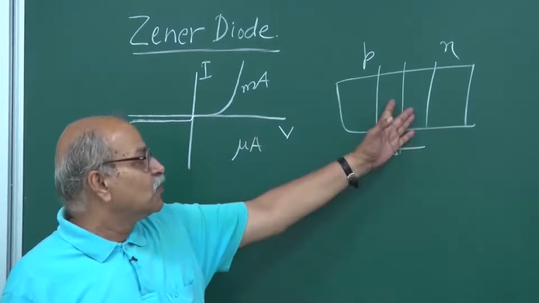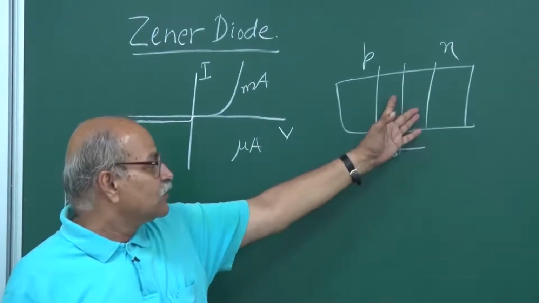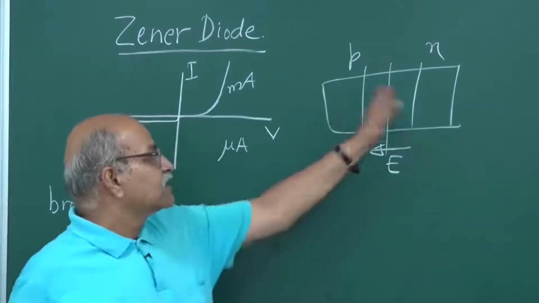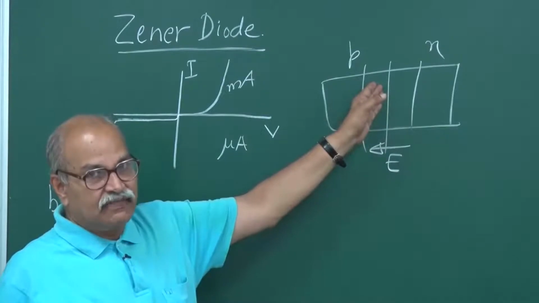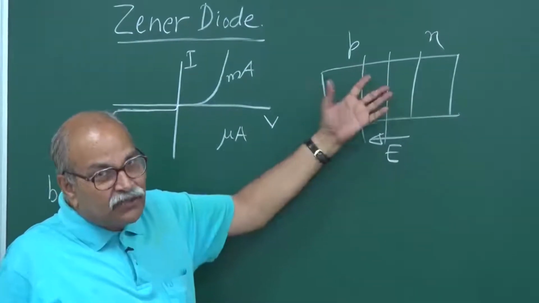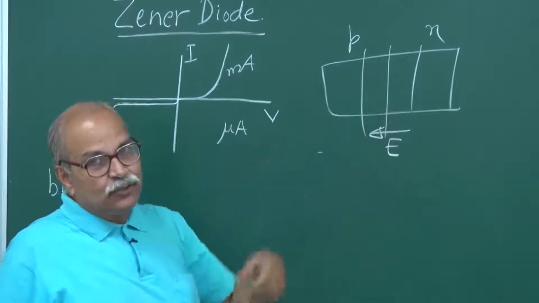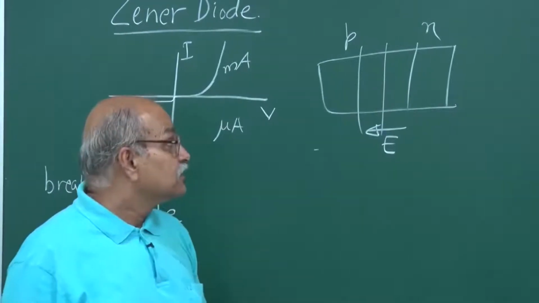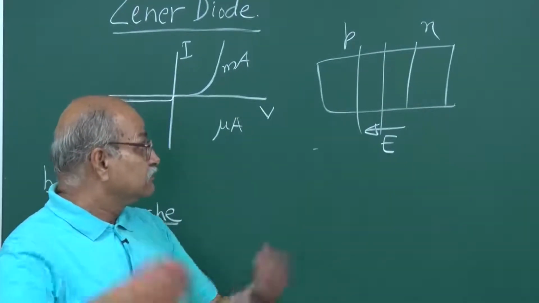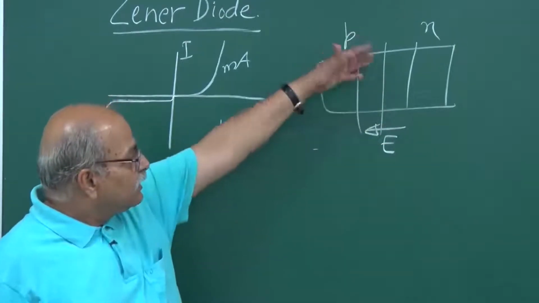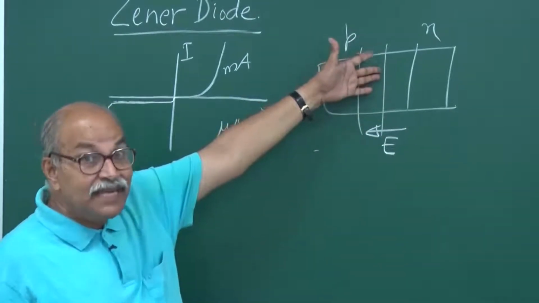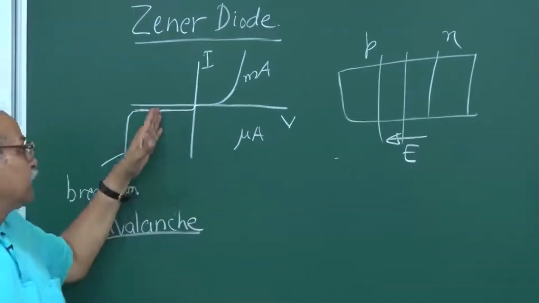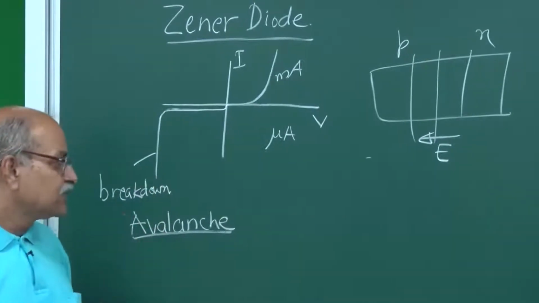And once new electron-hole pairs are created, they are also accelerated by this electric field which is here. So electrons are accelerated towards right, holes are accelerated towards left, and they may also gain enough kinetic energy to break even more of those valence band electrons, and they can be made free, and this way a large number of electron-hole pairs may get produced if this process starts. So that is the breakdown known as avalanche breakdown.